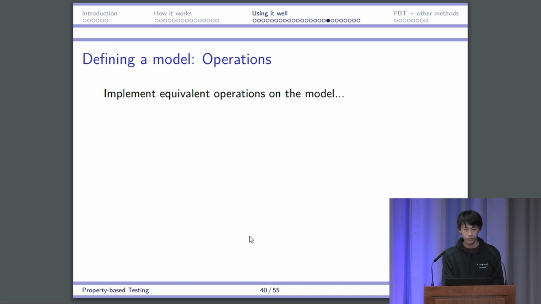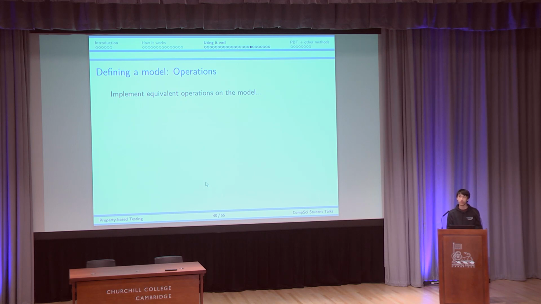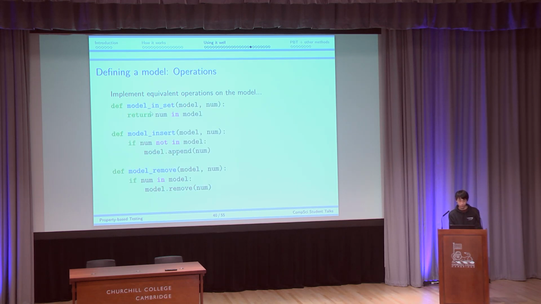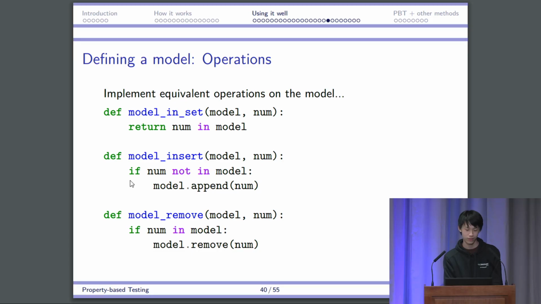First of all, our data structure already implements a bunch of operations, right? But we haven't implemented the same operations on our model yet. So let's implement the equivalent operations. We need an inset function, which is easy. We just check if the number is in the list. We need an insert function, which checks if the number is not in the list, and if the number is not in the list, we add it. And we need to implement a remove function, which checks if the number is in the list, and if the number is in the list, we remove it.